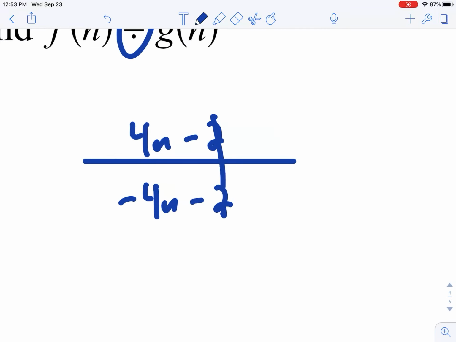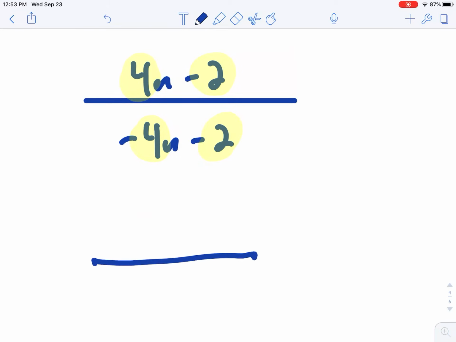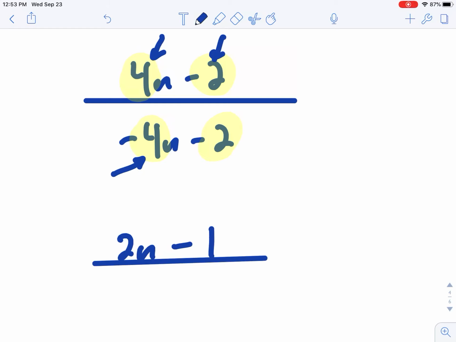You can't reduce the 2 with the 2 and the 4 with the 4. When there's multiple terms like this, the only way to reduce it is to reduce the same number out of every term. So what number can you divide out of every term? You can't divide a 4 out of every term, but you can divide a 2. So for this one, divide everything by 2. 4n divided by 2 is 2n. Minus 2 divided by 2 is minus 1. Minus 4n divided by 2 is minus 2n. Minus 2 divided by 2 is minus 1.